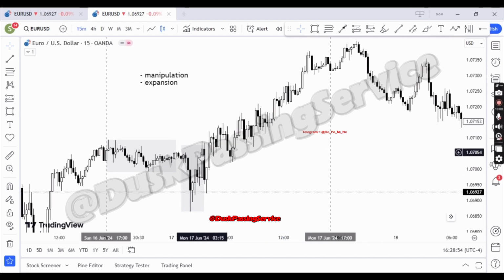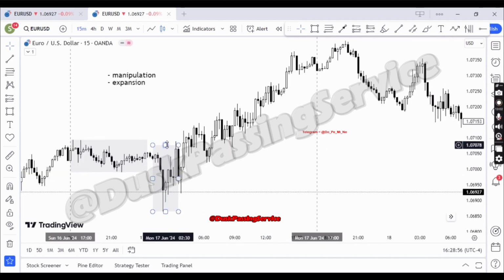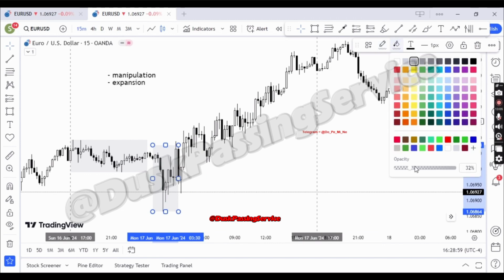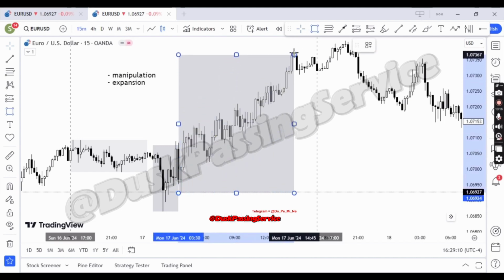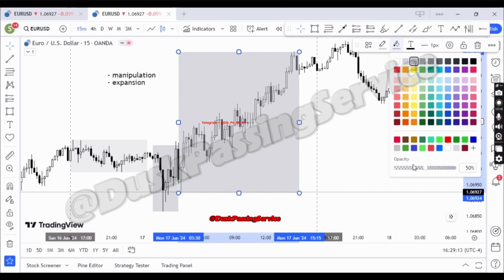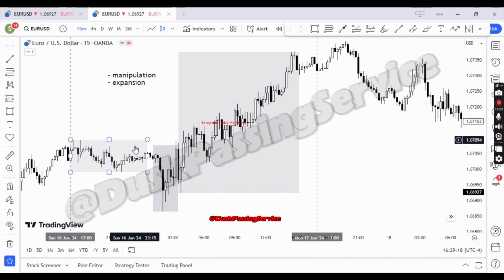So you can see that once this manipulation profile ended right here, the only possible outcome after a manipulation profile is what? It's an expansion profile, right? And that's exactly what we had here. So on Monday, we first had a ranging profile, then we had a manipulation profile which ended right here, and then after a manipulation profile we had an expansion profile.